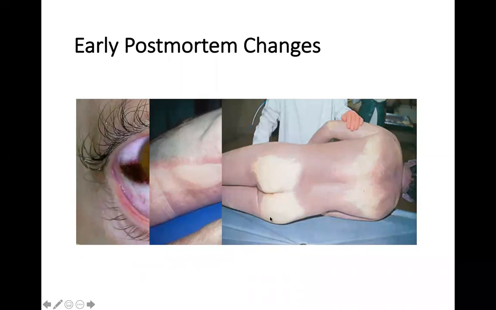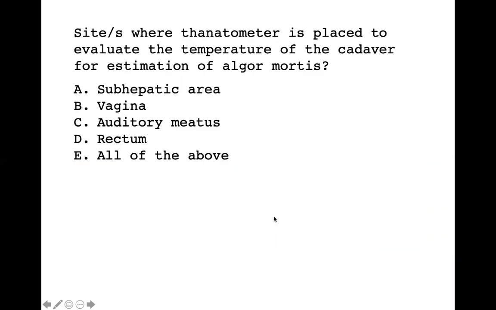pallor. Okay? Contact flattening with pallor. Okay? Ito yung mga na-contact sa surface, no? Kaya blanched siya. Kaya white siya, no?